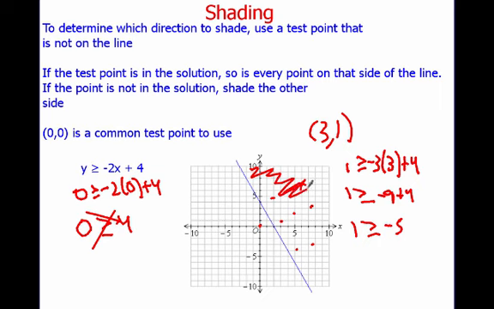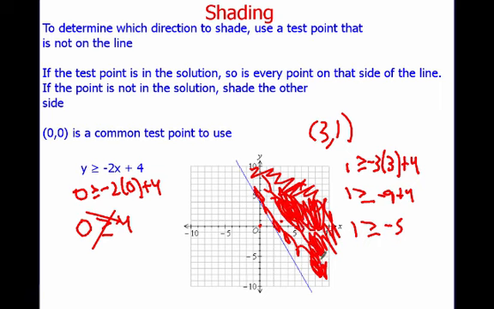So what I want to do is shade in on this side because I'm saying that every point over here is part of the solution. And also we need to realize that because this is a greater than or equal to symbol, the points that are on the line are also part of the solution. So there we go. We've graphed this inequality.